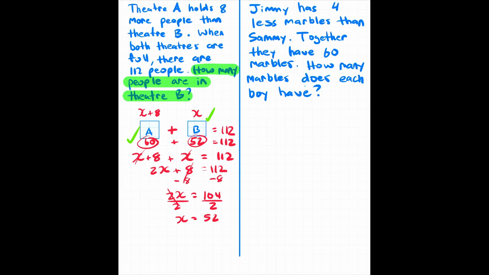And don't forget, we need to answer the question that is being posed to us. How many people are in theater B? And the answer is there are 52 people in theater B.